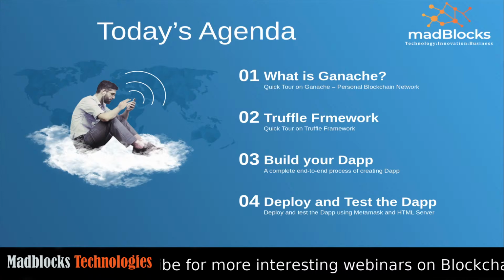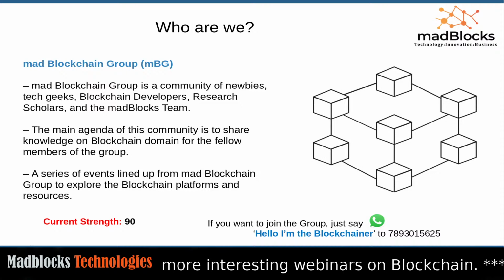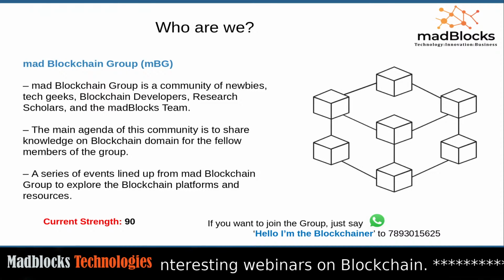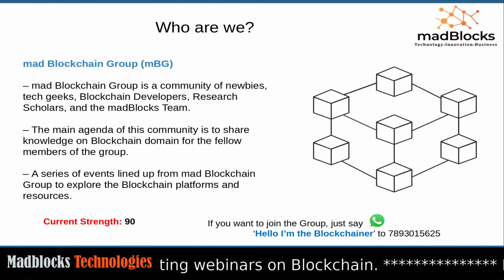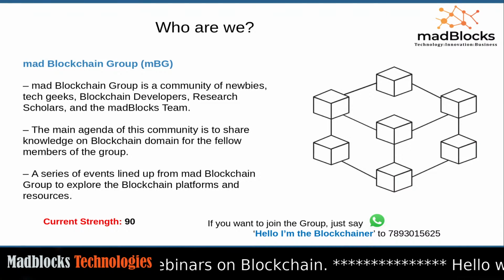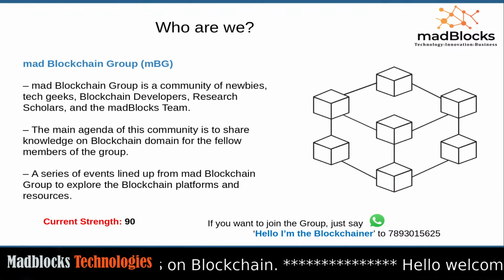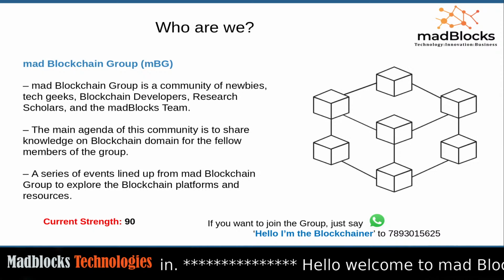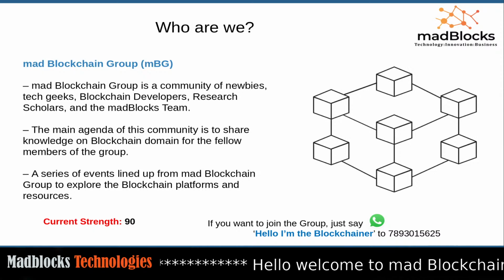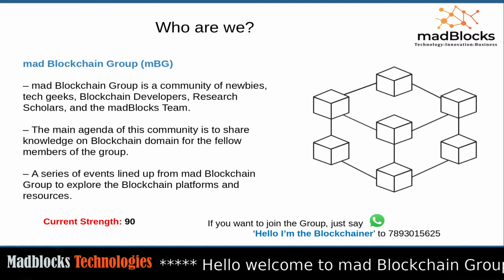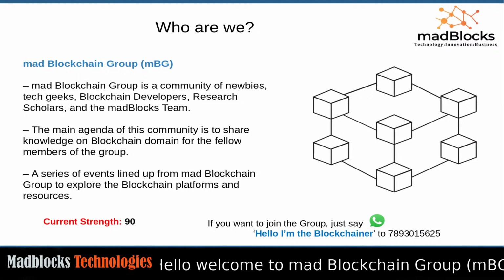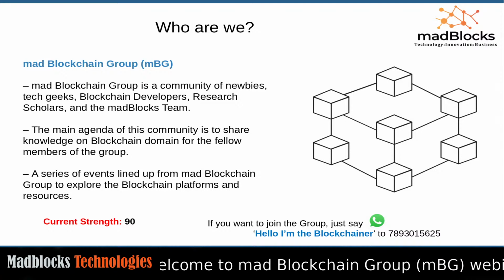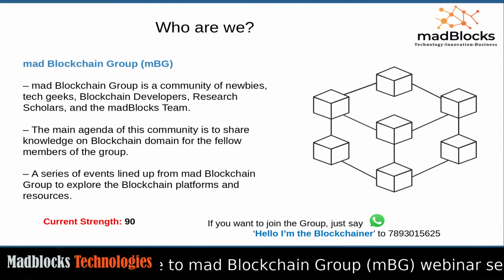Let us quickly jump into the first part, which is Ganache. Before we talk about what Ganache is, let me tell you who we are. We are the Mad Blockchain Group community. In this community, we organize this webinar series in order to create knowledge. A series of events are lined up on the blockchain group in order to explore different types of blockchain platforms and resources. The current strength of the community is 90.